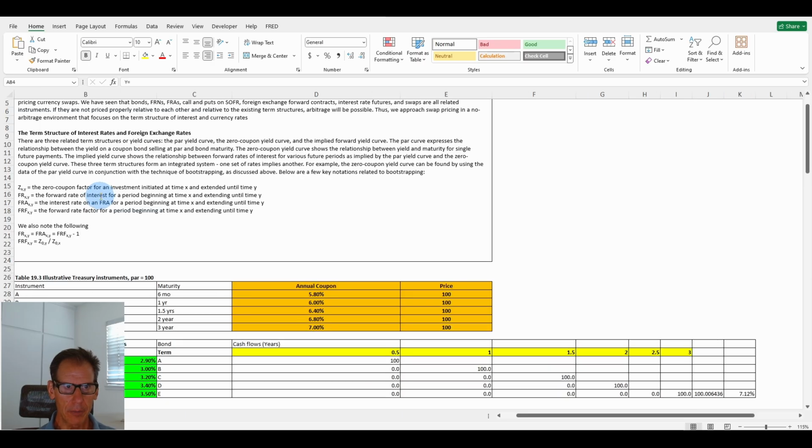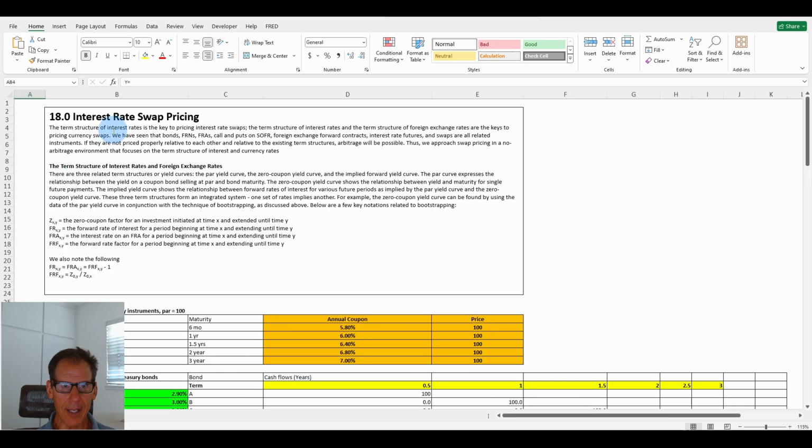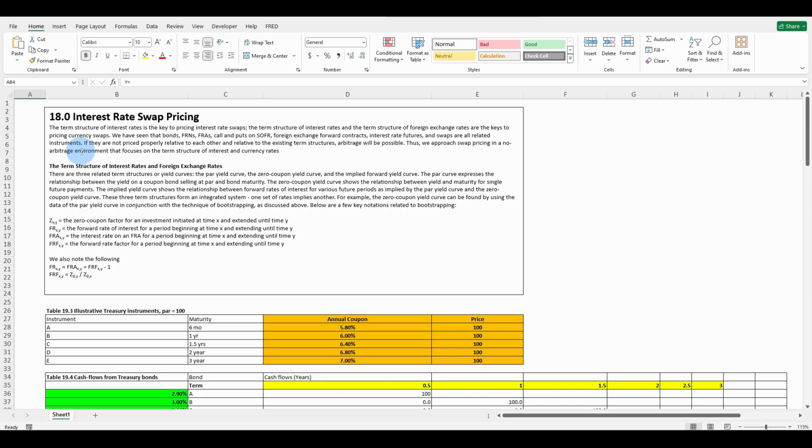The term structure of interest rates is the key to pricing interest rate swaps. The term structure of interest rates and the term structure of foreign exchange rates are the keys to pricing currency swaps. We have seen that bonds, forward rate notes, forward rate agreements, calls and puts on SOFR, foreign exchange forward contracts, interest rate futures and swaps are all related instruments. If they're not priced properly relative to each other and relative to the existing term structure, arbitrage will be possible.